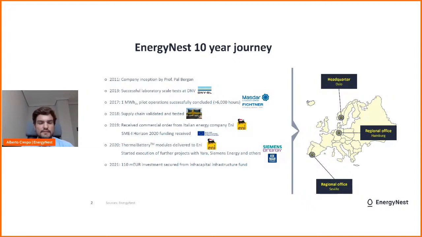And we also started the execution of other project developments with Yara, that engineering is right now concluded, Siemens Energy, and others. And last but not least, we have very recently received 110 million euros of investment by the infrastructure fund Infracapital.